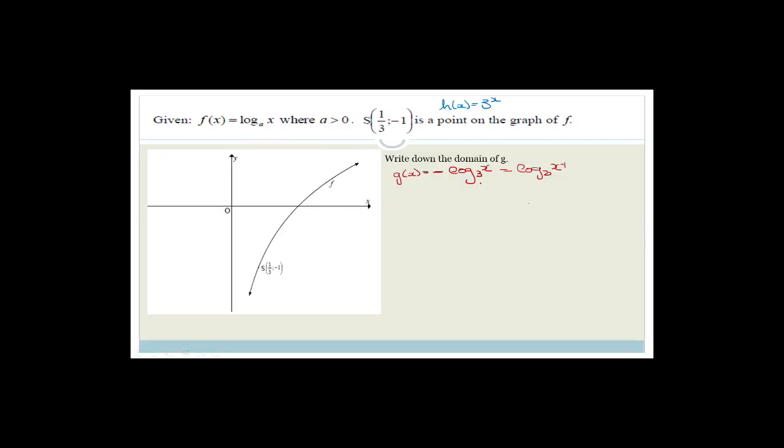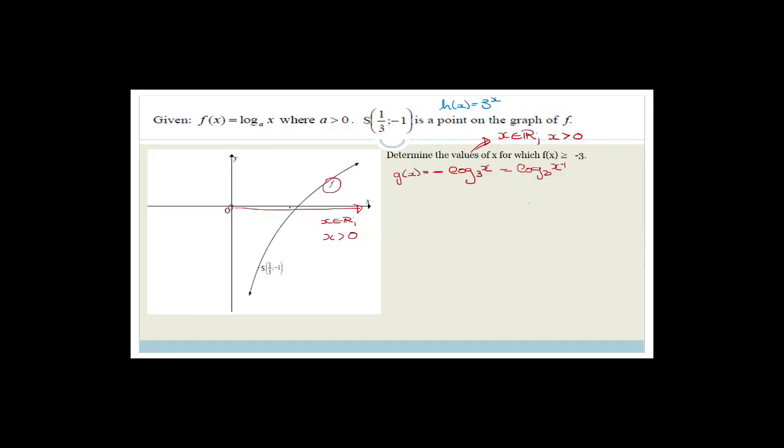Okay. So let's think about this. This is f, right? And f's domain is from the 0 all the way across there. So the domain of f is x is an element of the real numbers for x greater than 0. Okay, that's the domain of f. Does the domain of g change that at all? All that's happened is that your g of x has become negative f of x. So actually the y values have changed, not the x values. So the domain of g of x is exactly the same. It is going to be x is an element of the real numbers for x greater than 0.